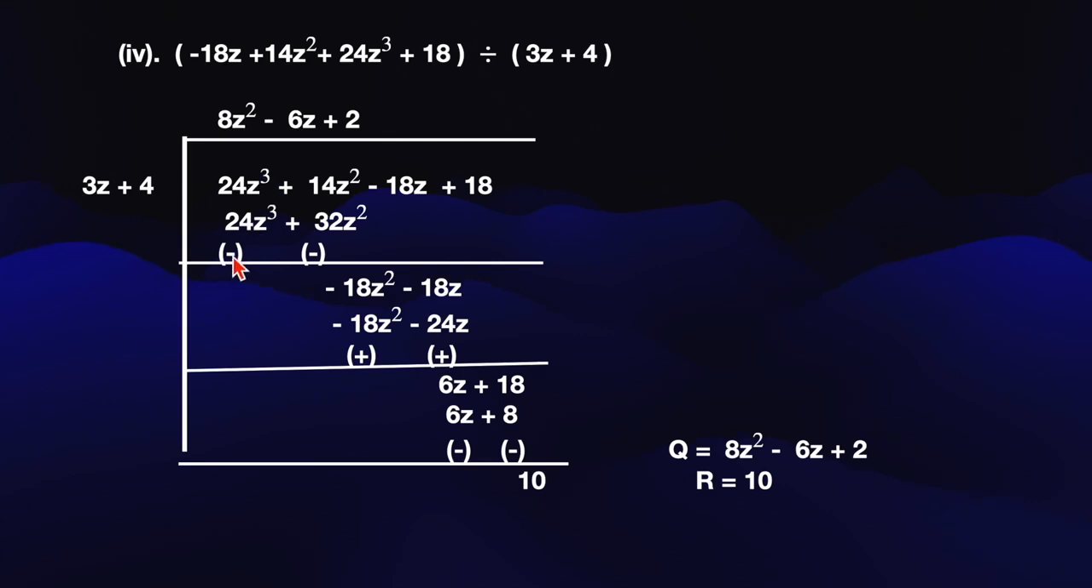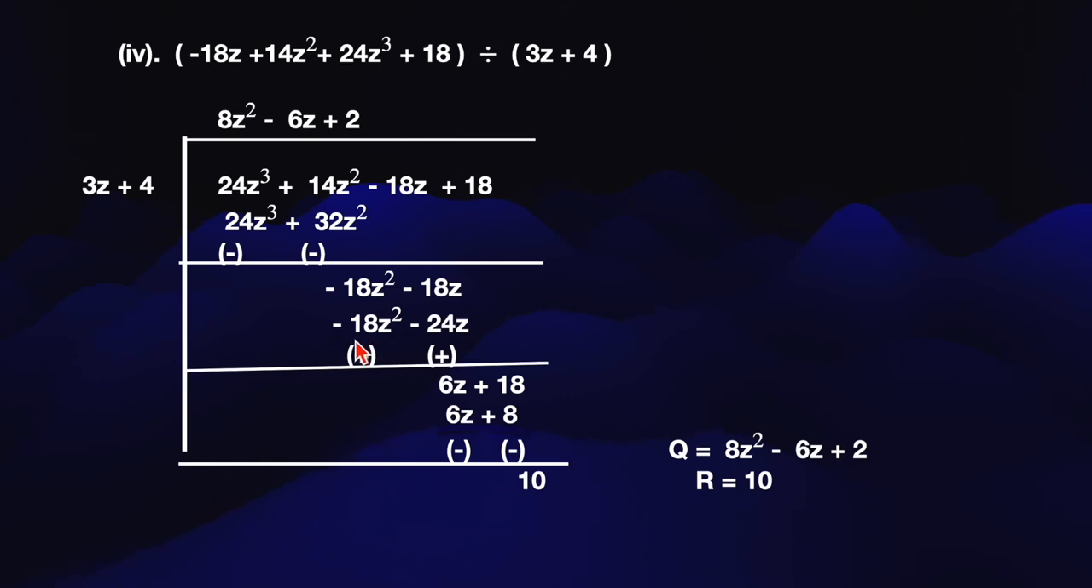So this, when we add, this will cancel out. 14z square minus 32z square is minus 18z square. Bring down the next term. Now divide this by 3z. You get minus 6z. Is it not? 18 divided by 3 is 6. Okay. So write down 6z here. Multiply this full divisor with minus 6z. You get minus 18z square minus 24z.